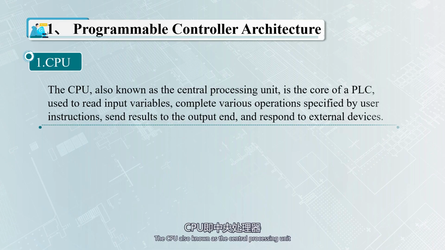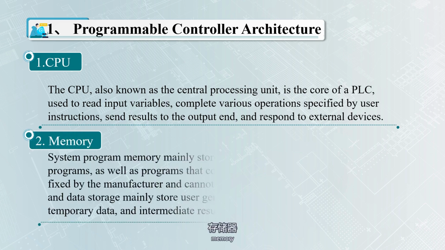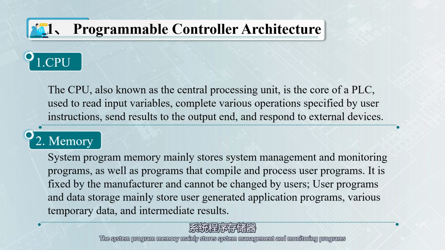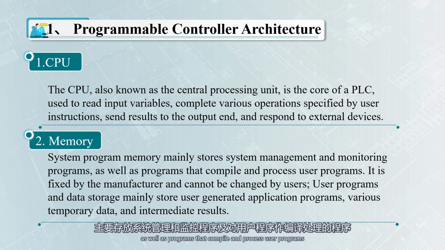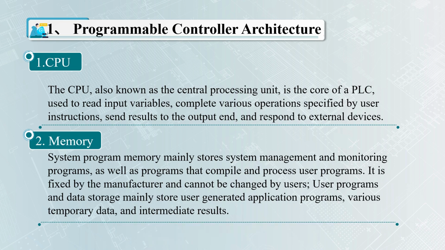The CPU, also known as the central processing unit, is the core of the PLC used to read input variables, complete various operations specified by user instructions, send the results to the output end, and respond to external devices. 2. Memory. The system program memory mainly stores system management and monitoring programs, as well as programs that compile and process user programs. It is fixed by the manufacturer and cannot be changed by users. User programs and data storage mainly store user-generated application programs, various temporary data, and intermediate results.